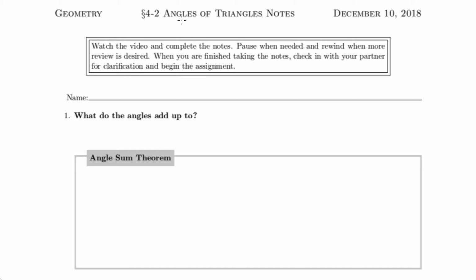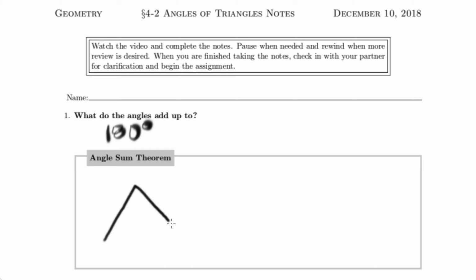All right, so to start off, this is section 4.2, angles of triangles. So we're going to be talking about the angles of triangles. What do the angles of a triangle add up to? Now, I think most students will say that they add up to 180 degrees. So that's what I'd make sure I write down, that the angles of a triangle are going to add up to 180 degrees. This is actually the angle sum theorem. So we're going to write this down.